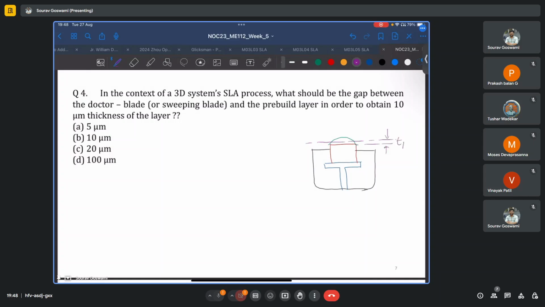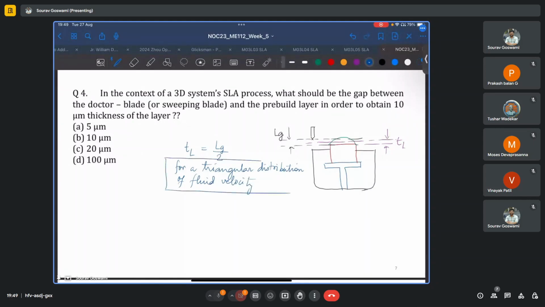We only want a definite amount of resin here. Let that be given by TL. We also have a doctor's blade which will sweep away the excess material. However, it is at a larger distance of, let's call that LG. And we saw that how these quantities are related is that TL was found to be LG by 2 for a triangular distribution of fluid velocity or resin velocity. It's important to keep this in mind because for any other distribution of the velocity, the relationship will change. However, since nothing is explicitly mentioned, we may assume that the distribution of fluid velocity is still triangular in this case. And here TL will be equal to LG by 2.